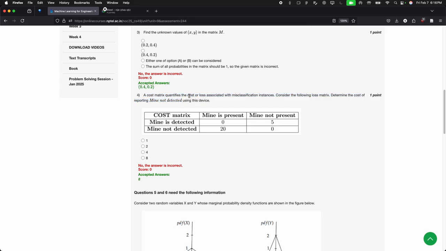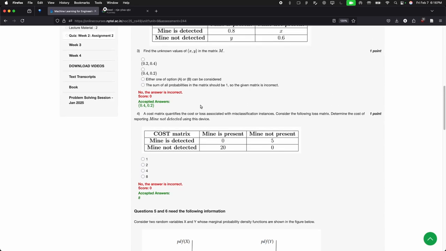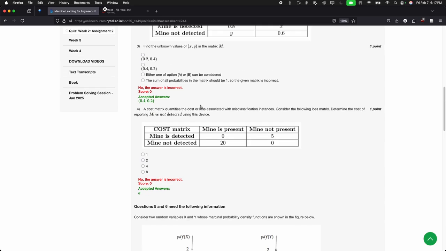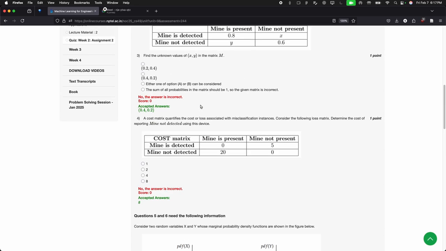The cost matrix quantifies the cost or loss associated with misclassification instances. Consider the following loss matrix. Determine the cost of reporting mine not detected. Okay. So what is the formula for this? Was some formula taught in the course?